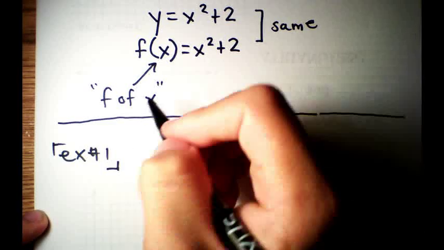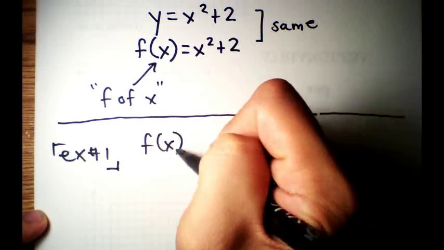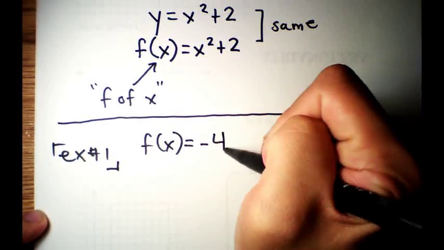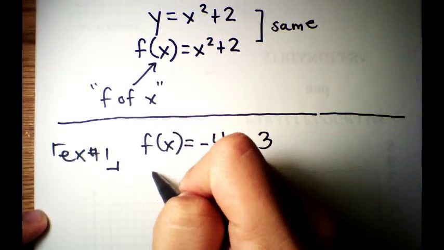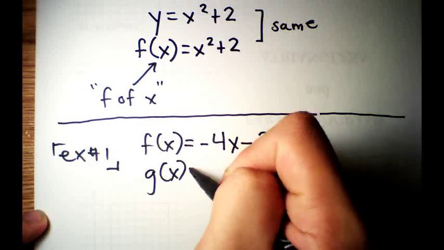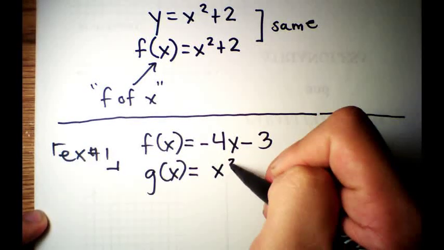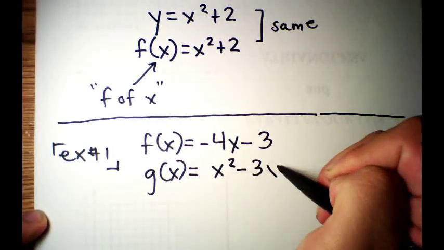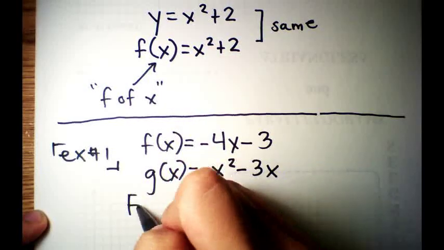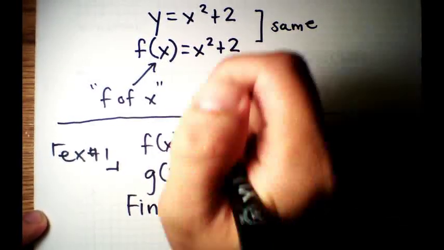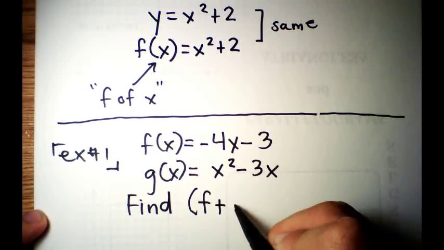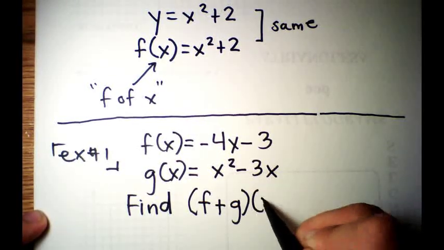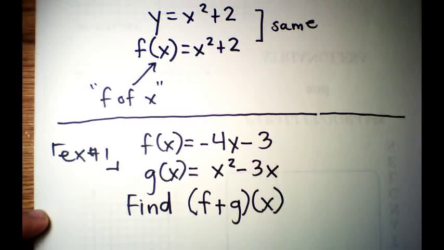Okay, our first equation, f of x is equal to negative 4x minus 3. Our second equation is g of x, so it's a different one, is equal to x squared minus 3x. And it is asking you to find f plus g of x.